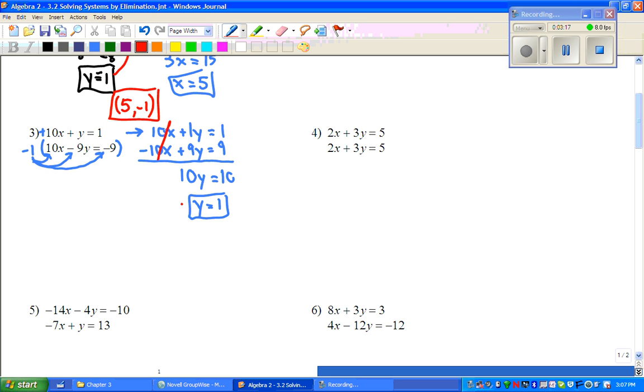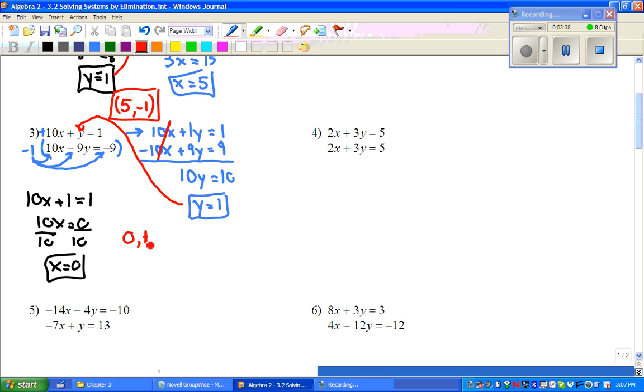Go back to your originals, and I'm going to put it right here. So I'm going to be left with now 10x plus 1 is equal to 1. And when I subtract 1, I get 10x is equal to 0. When I divide by 10 and divide by 10, I get x is equal to 0. So my solution is going to be 0 comma 1.